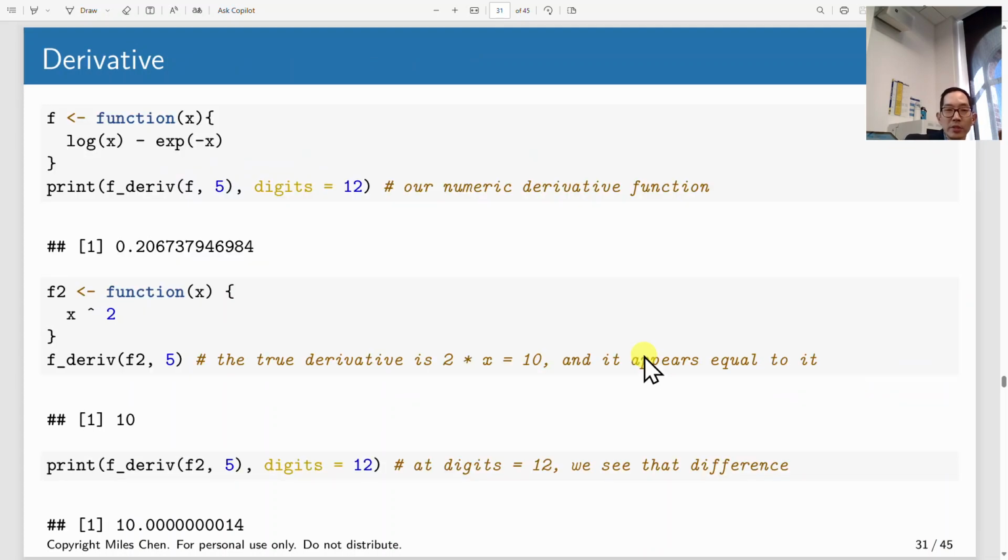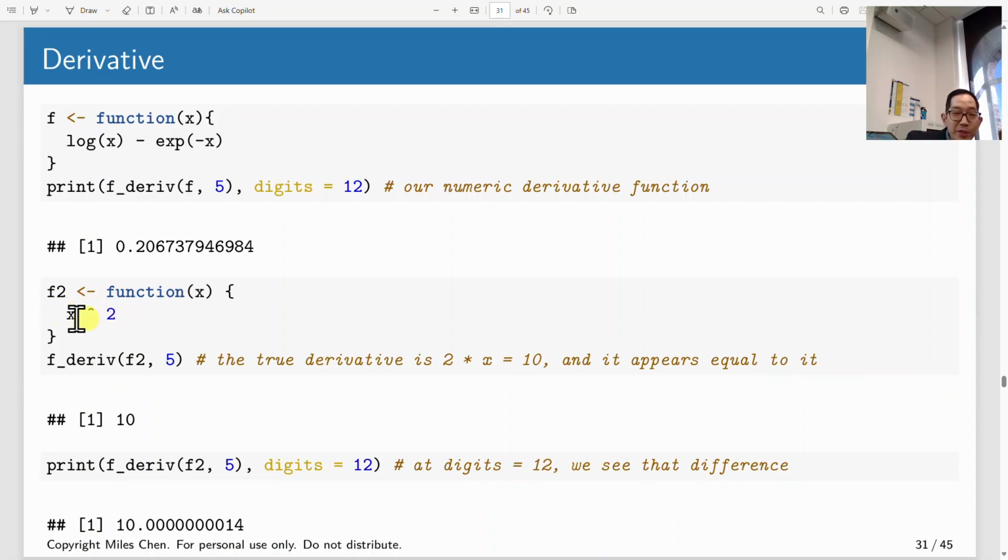All right, so here, if my function is log of x minus e to the negative x, I plug this in, I get, again, 206737946 9, and the last two digits 84 are off.